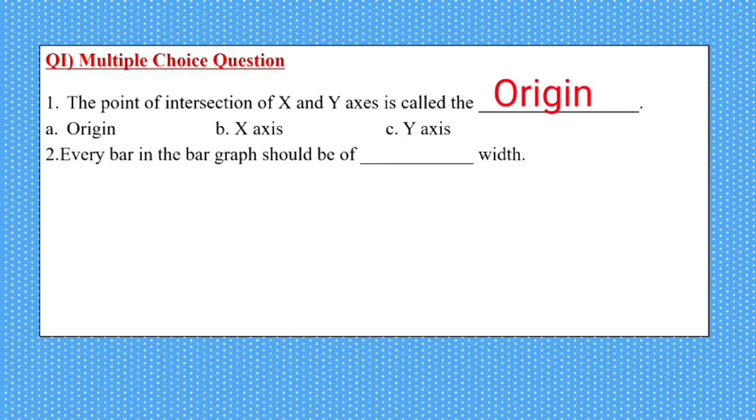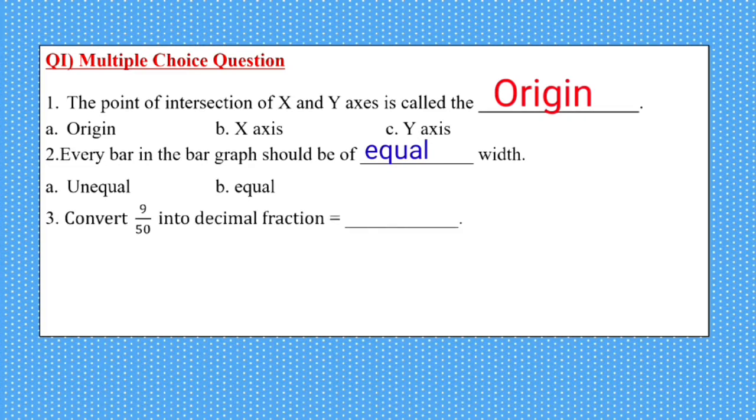The second one is: every bar in the bar graph should be of dash width, means should they have unequal or equal width? There should be an equal width between the two bars. So the answer is equal.